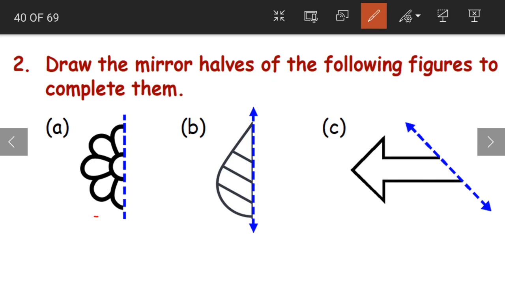Draw the mirror halves of the following figures to complete them. Now this is easy, children. You just have to draw as it is, which is on the other side. See, here we are having a C. So draw the same C. Then we are having a shape like this. So draw this. Then we have a complete petal. Then again we have a complete petal. Then a complete petal. And then we are having a half petal. So draw the half petal.